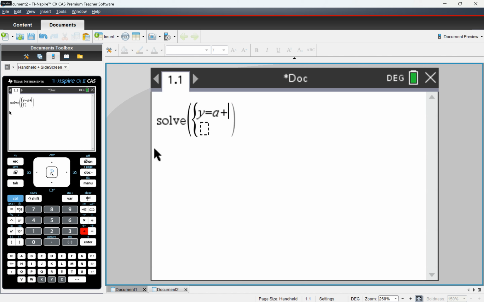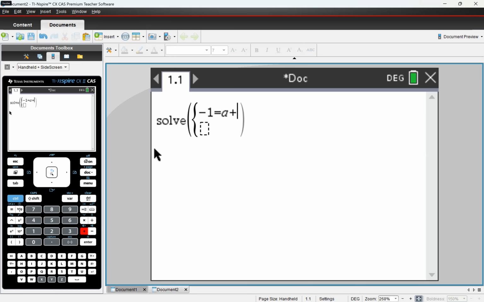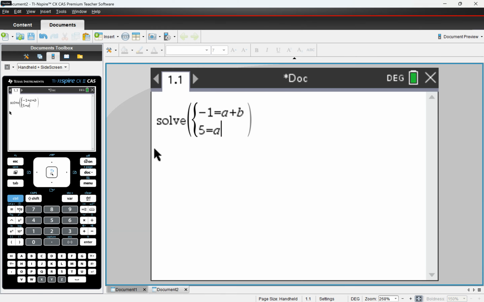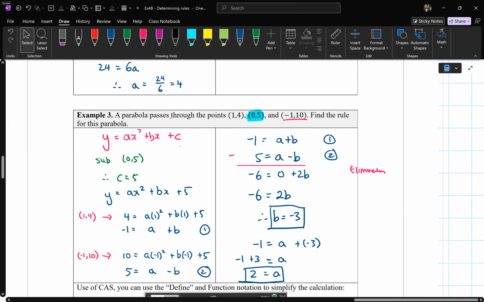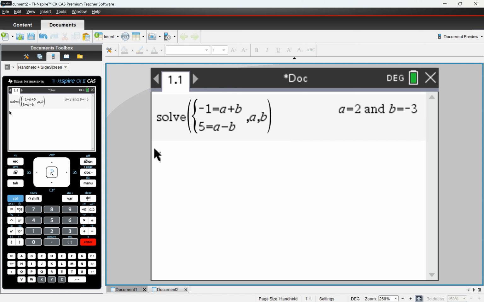So a plus, no, what was it again? Negative 1 equals a plus b. And the other one is 5 equals a minus b. Is that right? Yes. Make sure to move the cursor across, comma a, comma b. Close brackets. And we've got a = 2, b = -3.